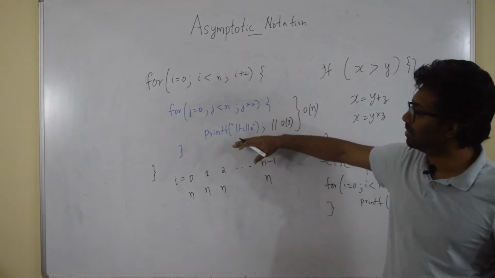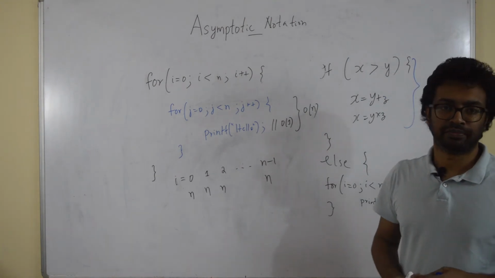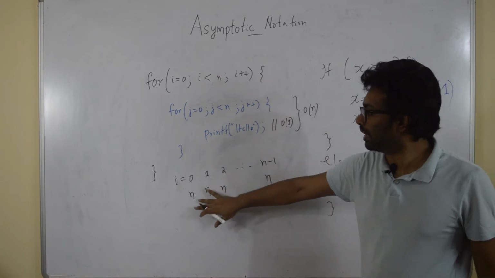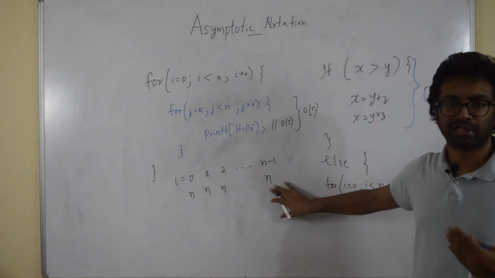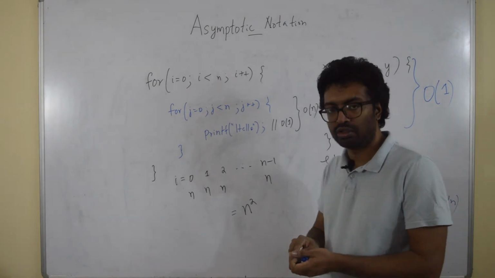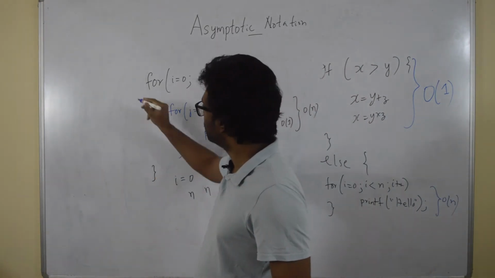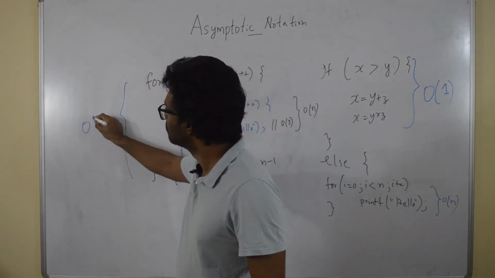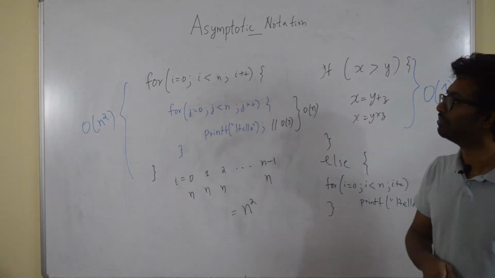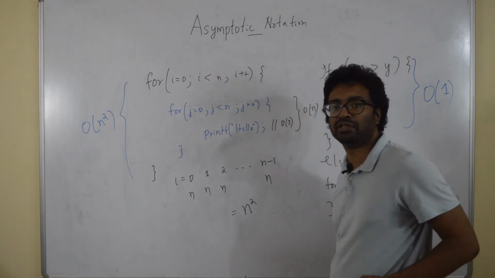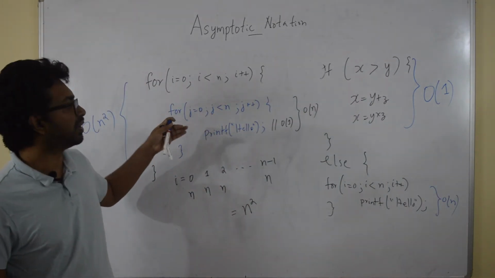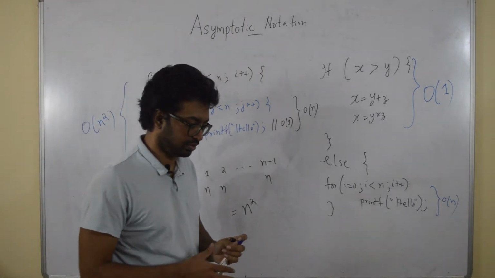How many times did this hello get printed? So this is n plus n plus n plus, n times. So this is equal to n square. So the entire block of code takes order n square time, right? Because it's n into n. Good. Okay.